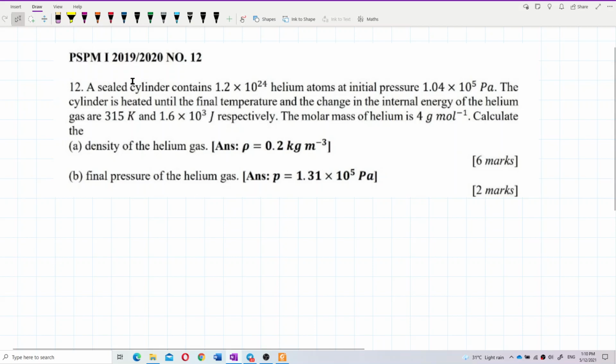Okay, a sealed cylinder contains 1.2 × 10^24 helium atoms at initial pressure 1.04 × 10^5 Pascal. The cylinder is then heated until the final temperature and the change in the internal energy of the helium gas are 315 Kelvin and 1.6 × 10^3 joule respectively. The molar mass of the helium is 4 gram per mole. Calculate the density of the helium gas, the final pressure of the helium gas.